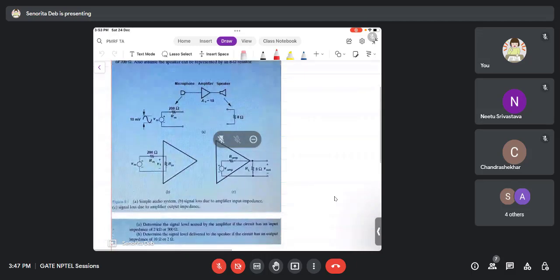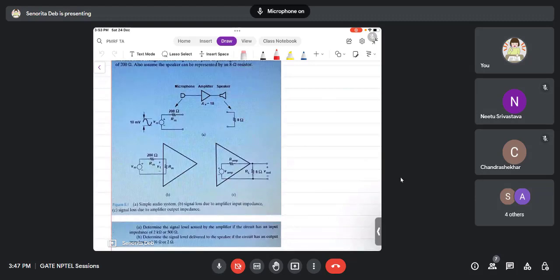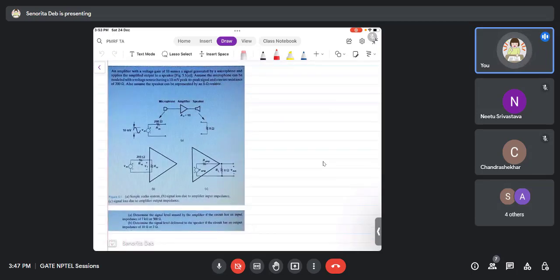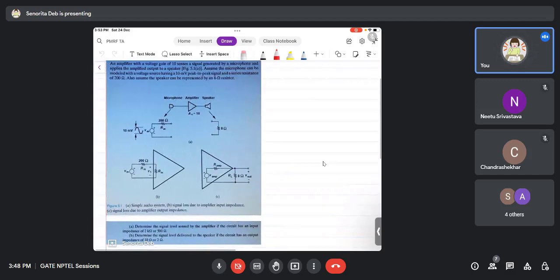This is the second part of the question. Okay, so now you can see the entire question together. So please take a note of the question and start solving this question, and then we will discuss it.